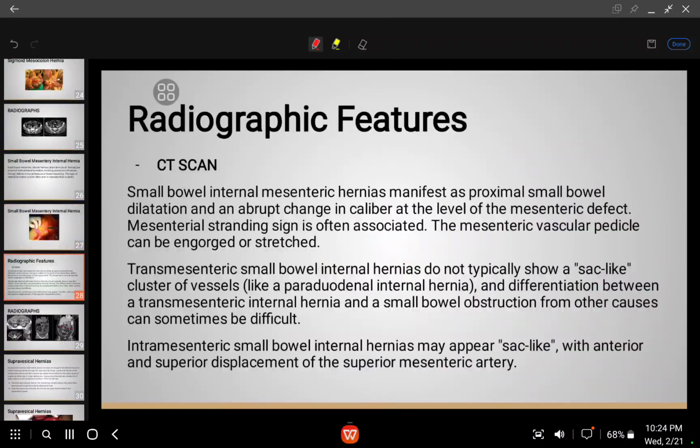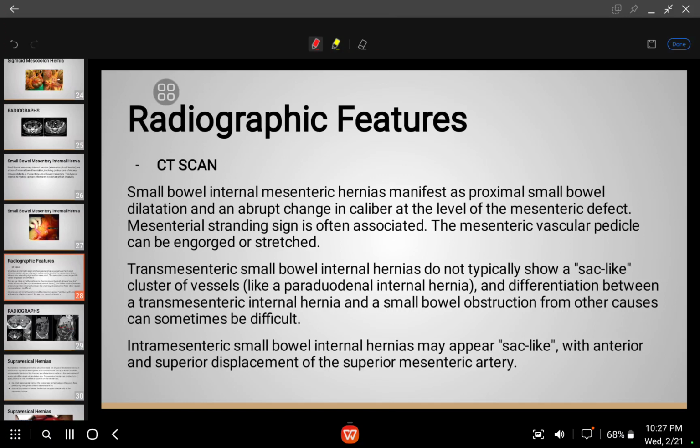So what are the radiographic features? In the CT scan, small bowel internal mesenteric hernia manifests as proximal small bowel dilation and an abrupt change in caliber at the level of the mesenteric defect. A mesenteric stranding sign is often associated. The mesenteric vascular pedicle can be engorged or stretched. Transmesenteric small bowel internal hernias do not typically show a sac-like cluster of vessels like a paraduodenal internal hernia.